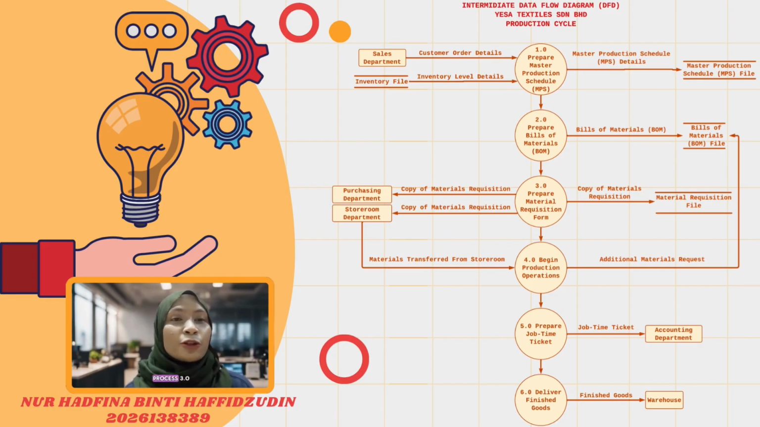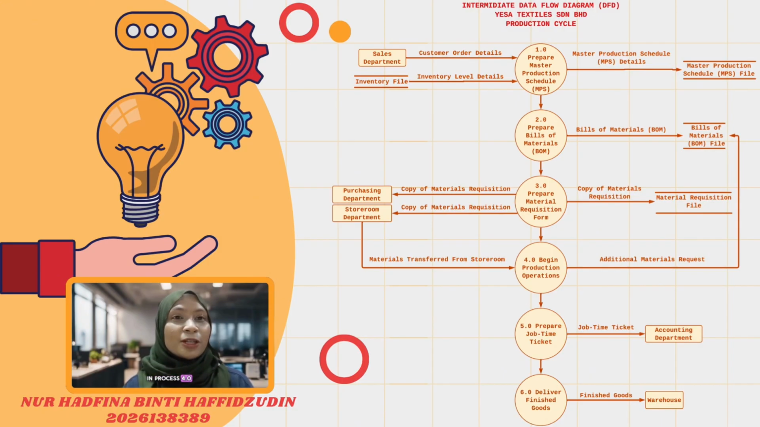This brings us to process 3.0, prepare material request form. Here, the system creates 3 copies of the material request form. One copy is kept for our record in the material request file. The other 2 copies are sent out to the purchasing department and to the storeroom department, so they are known to release the required material.